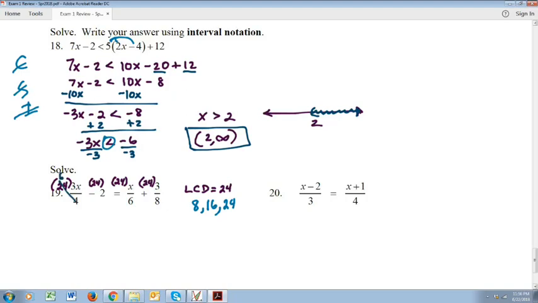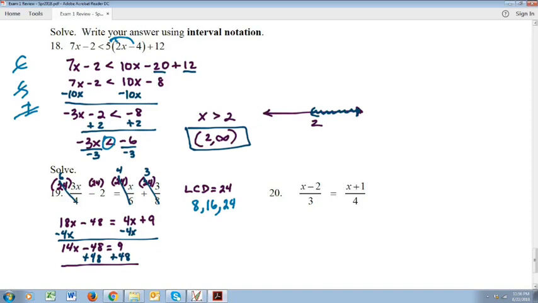So let's see, 24 over 4 is 6, times 3x, we get 18x. 2 times 24, we're going to get minus 48 there. 24 divided by 6 is 4. You're left with 4 times x, or 4x. 24 divided by 8 is 3, and we're left with 3 times 3, which is going to be 9. It'll be plus 9. So notice we need to get x on one side only. So we'll subtract 4x on both sides, and we get 4x minus 48 is 9. Let's add 48 to each side. We'll get 14x equals 57.